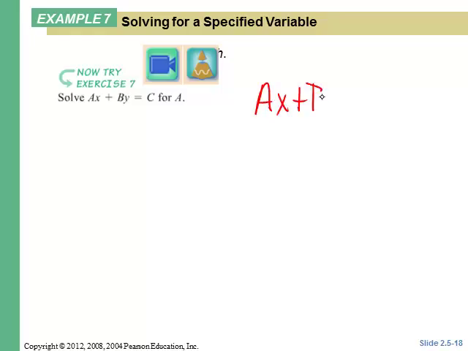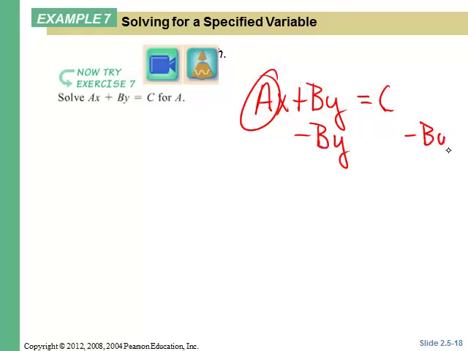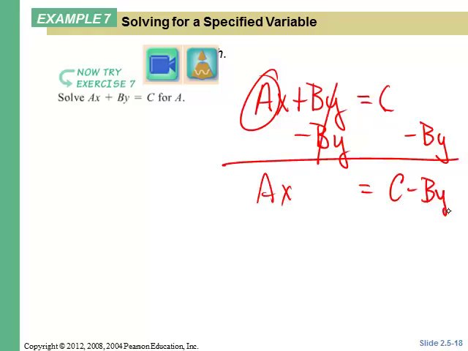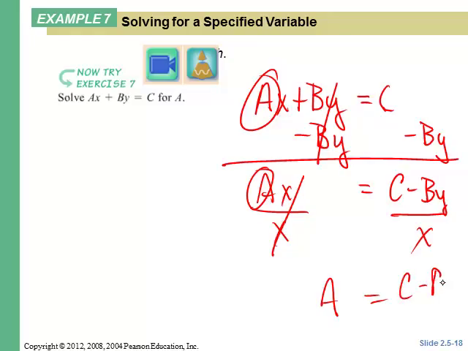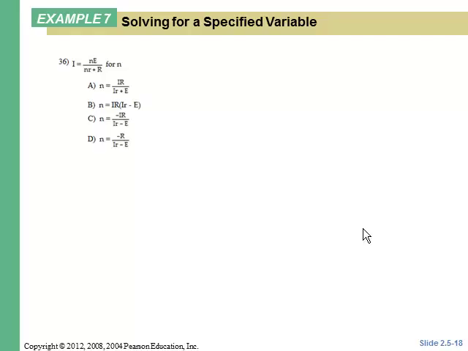AX plus BY equals C. We first of all circle the A. So the first thing we're going to do is subtract BY from both sides. And we get AX equals C minus BY. We're trying to get the A all alone, so we're going to divide both sides by X, and we get A equals C minus BY over X. You do this one. When you're ready, press play.